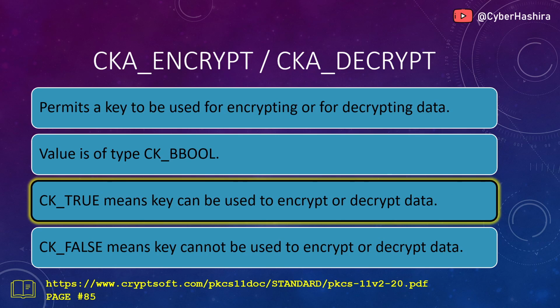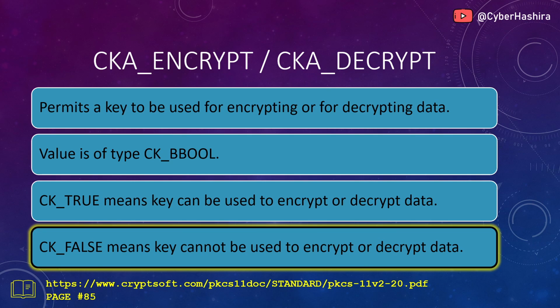A key can encrypt if CKA encrypt is set as true. Similarly, a key can decrypt if CKA decrypt is set as true. Also, there is something that you cannot do because it's fundamentally wrong. You cannot set CKA encrypt attribute to a private key because a private key is used for decrypting data. Just like that, you cannot set CKA decrypt to a public key because a public key can only be used to encrypt, not decrypt. A key will not be able to encrypt data if CKA encrypt is set as false.